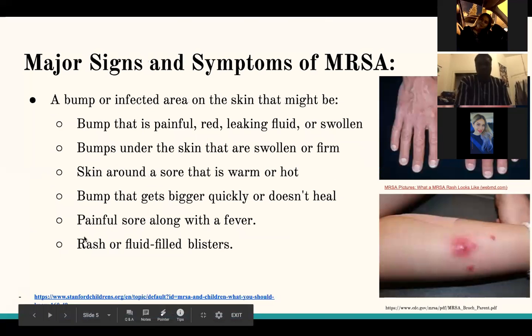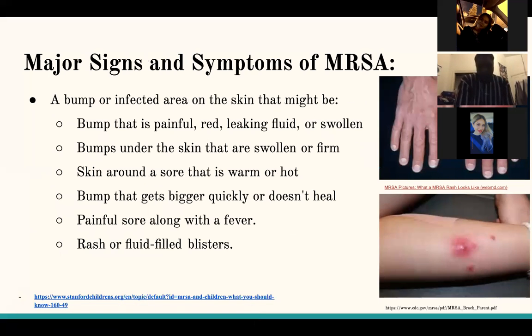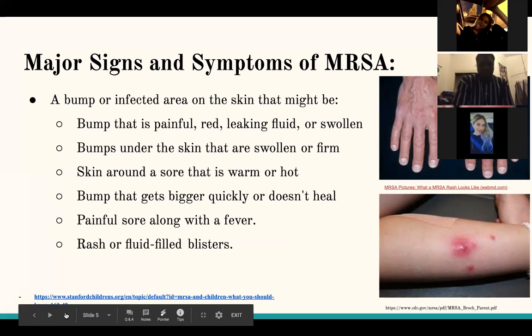Major signs and symptoms of MRSA are a bump or infected area on the skin that may be painful, red, leaking fluid, or swollen. The bump under the skin is swollen or firm. The skin around a sore is warm or hot. The bump gets bigger quickly and doesn't heal. Painful sore along with fever, rash, or fluid-filled blister.